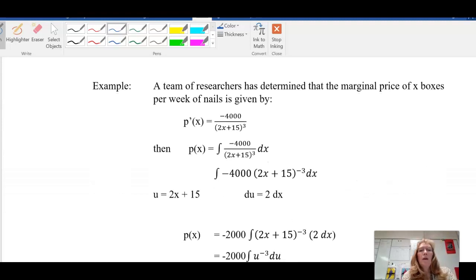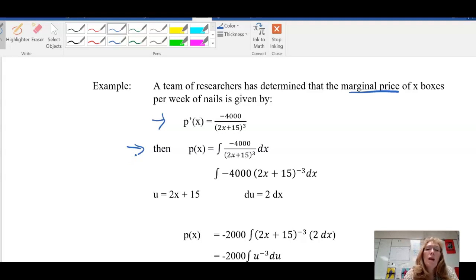All right, here we go. A team of researchers has determined that the marginal price of x boxes per week of nails is given by this. So we're buying boxes of nails, and our marginal price is given by this. I want to know what the true price is, not the average, how it's changing.